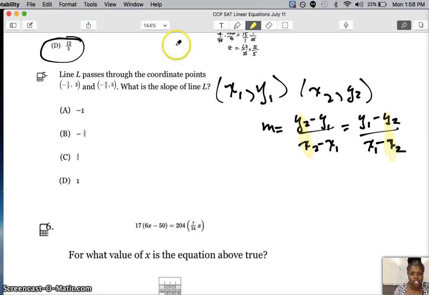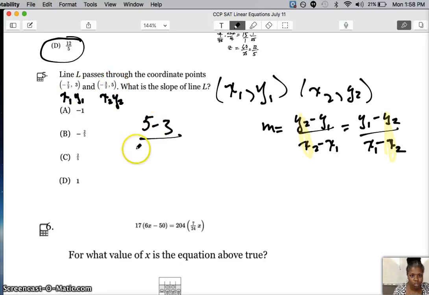So it's the change in y over change in x. All right, now that we've gotten through that little reminder, let's go ahead and do what we want to do. So I'll call that x1, y1, and I'll call this x2, y2. And so if I do the change in y, that's going to be 5 minus 3 over the change in x, which is going to be negative 3 over 2 minus a negative 7 over 2.